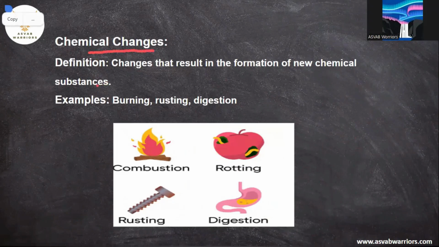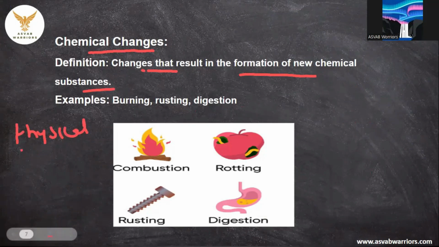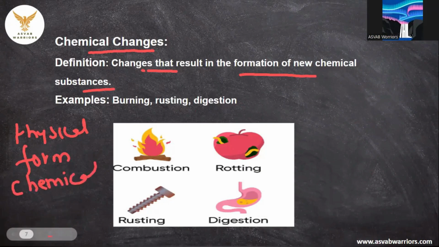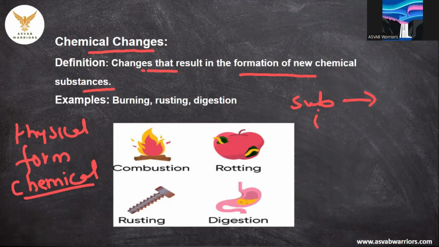Next is chemical changes. Changes that result in the formation of a new chemical compound or chemical substance are called chemical changes. What does this mean? In the case of physical changes, it was only the form that was changing and the chemical structure was the same. Here, in the case of chemical changes, the substance altogether is changing from substance 1 to substance 2. We will take the first example of combustion.